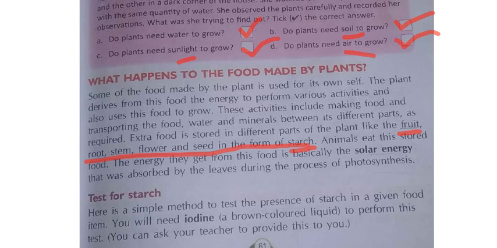Next point, animals eat this stored food. Okay, animals will come and eat the plant. Suppose a cow is there and a goat is there, they will come and eat the grass and the different plants, no? At that time they will come and eat these plants, yes or no? When they eat the plants, are they getting energy or not, sun energy or not? When animals are eating the plants, how are they getting energy, you might think.